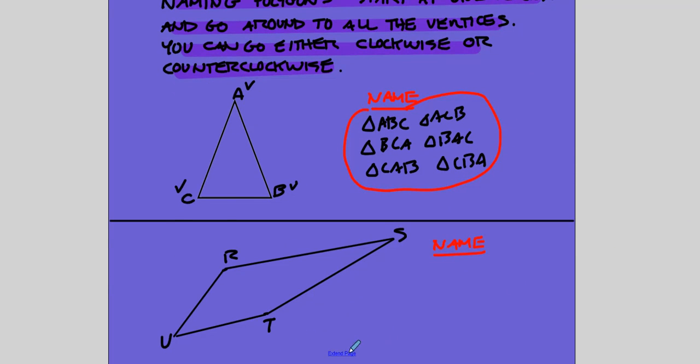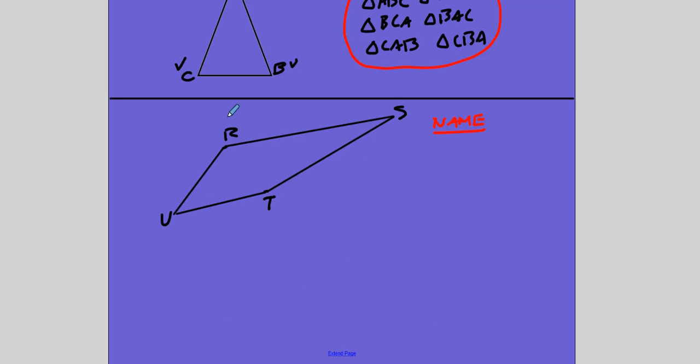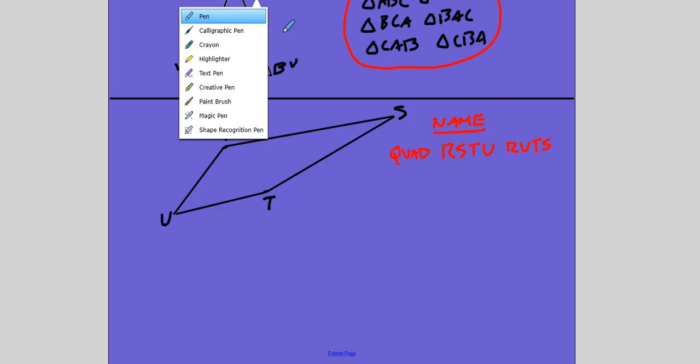So we'll look at the different names for a quadrilateral. Let's say we start at R. I'll just write quad to abbreviate. Going clockwise, that's quad RSTU. If I went counterclockwise, that would be quad RUTS. Let's write quad there.